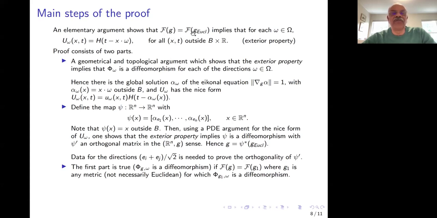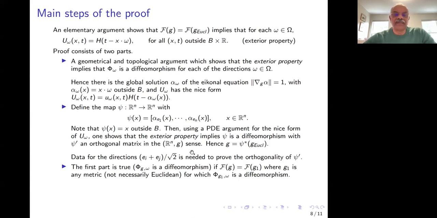It doesn't have to be compared to the Euclidean metric. This part here, if the data for G and G1 agree, and G1 has this diffeomorphism property, then G will also have the diffeomorphism property. So it's a more general result, not just for the Euclidean case. Okay, so again, it's an issue about how does information outside the ball give you geometrical information inside the ball about the geodesics? Okay, that's what this first part is.